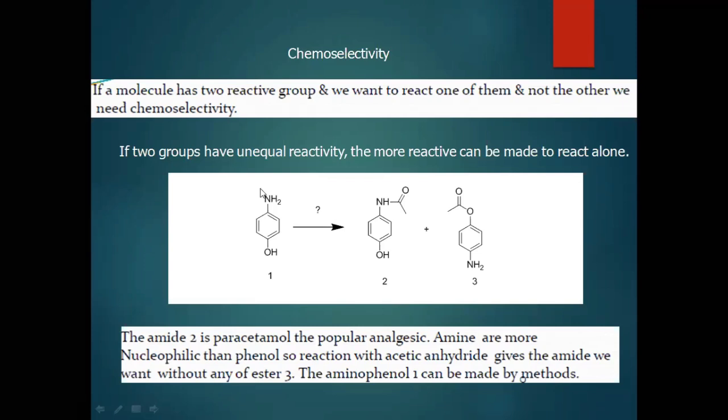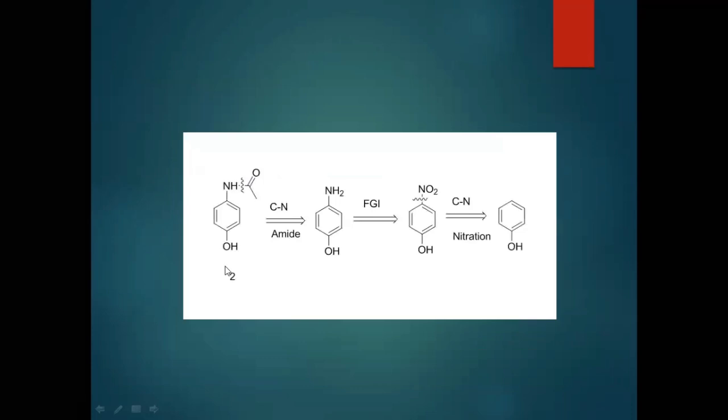So suppose you do not intend to perform certain reactions over the NH2, then you need to concentrate on OH. In such cases, you need to deprotect NH2 into some other form. So here is the cleavage corresponding to paracetamol. First, C-N amide cleavage, then NH2 to OH, FGI, NO2, then C-N nitration. You end up with the starting material of phenol. And using the phenol, you can reconstruct this.